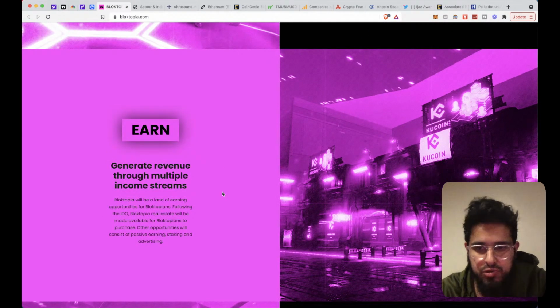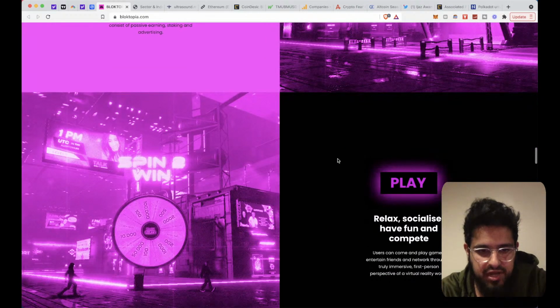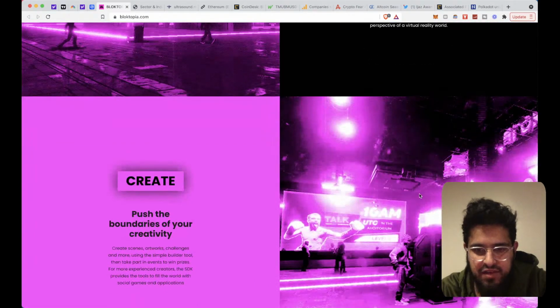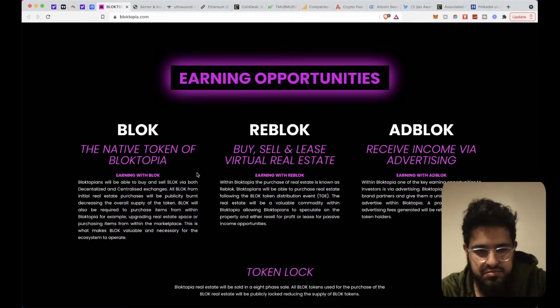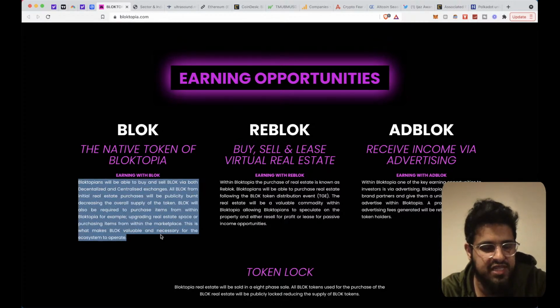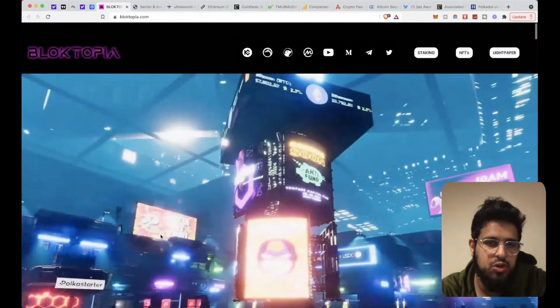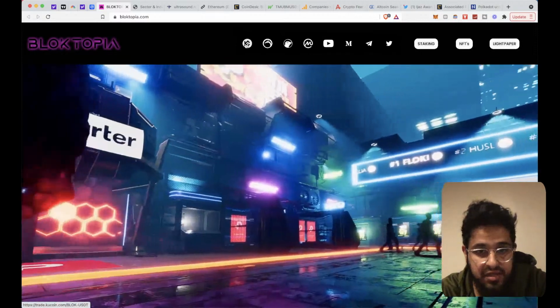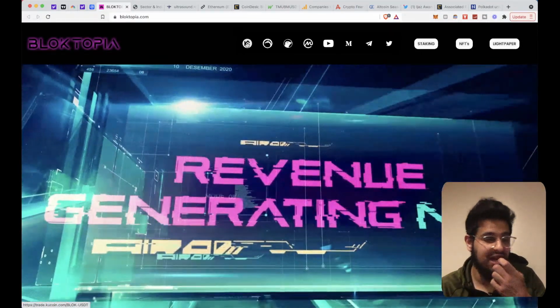Generate revenue from multiple income streams. Blocktopia, they've got the KuCoin logo here as well. Relax, socialize, have fun, create, push the boundaries. Okay, Blocktopians will be able to buy and sell Block via both decentralized and centralized exchanges. All Block from initial real estate purchase will be public. Okay, so it's like a sandbox. It's almost like a Sandbox Decentraland on Polkadot. I like it. I like it.